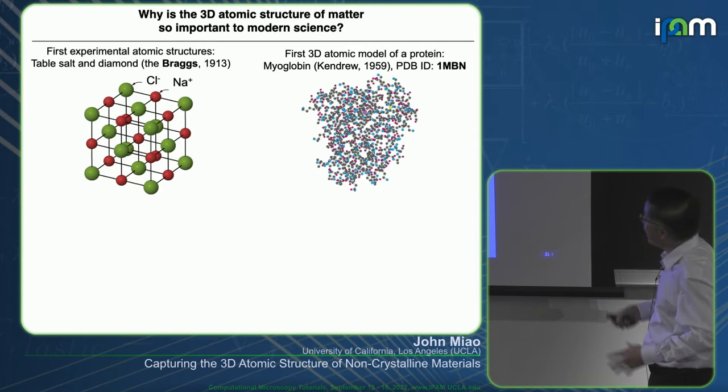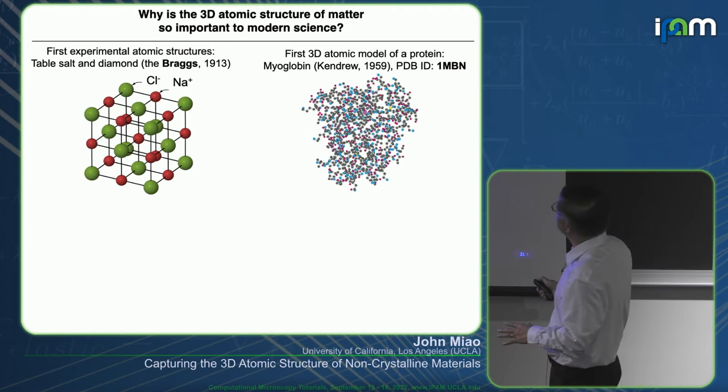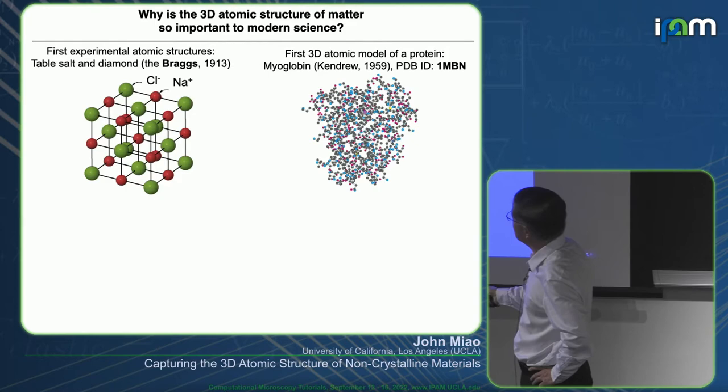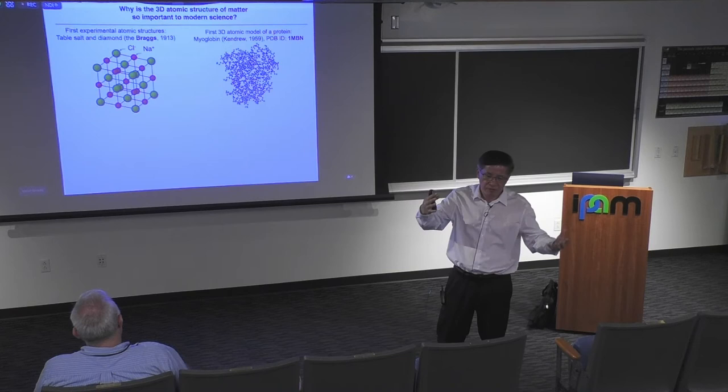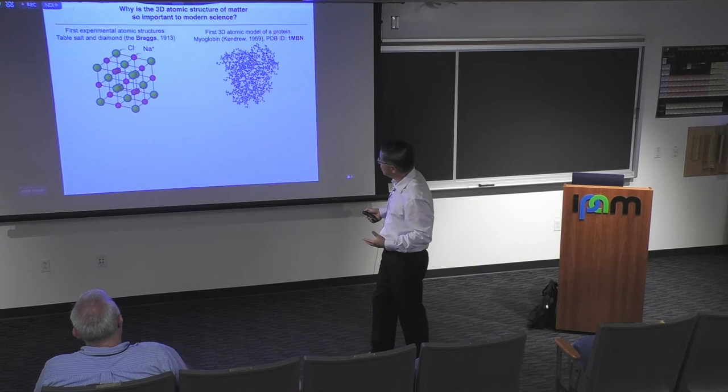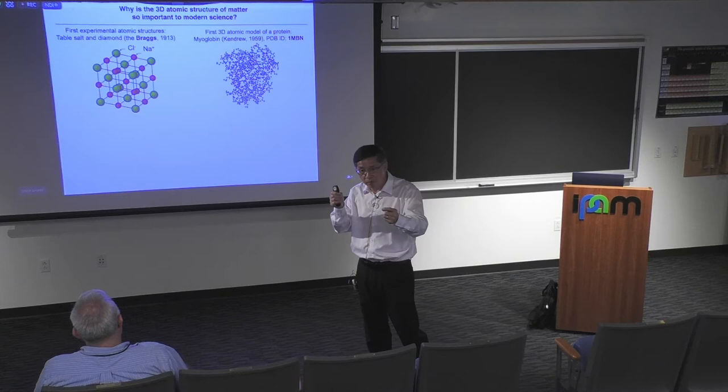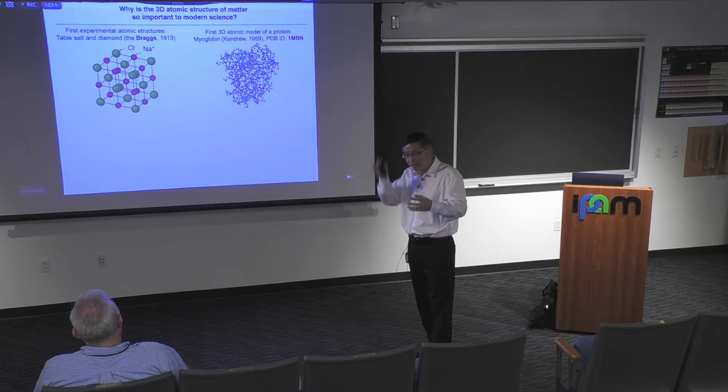So I'm mainly focused on atoms, okay? So why is 3D atoms so important? Well, as I mentioned, the first experimental atomic structure was table salt and diamond. Atom even has a history: philosophers more than 2,500 years ago were thinking, what are things made of, right? Atom is actually Latin, A means not, and tom is cuttable, so uncuttable. At some point, you cannot cut anymore. At some point, it should be not cuttable, right?